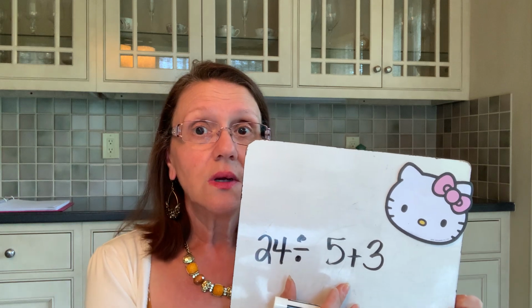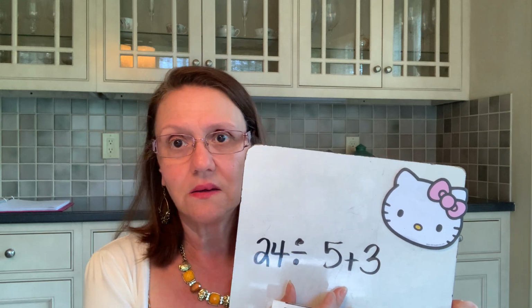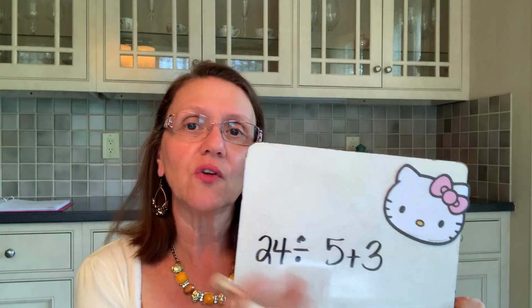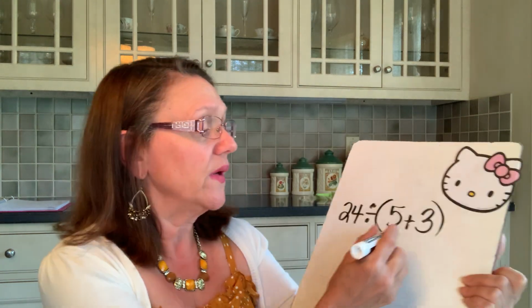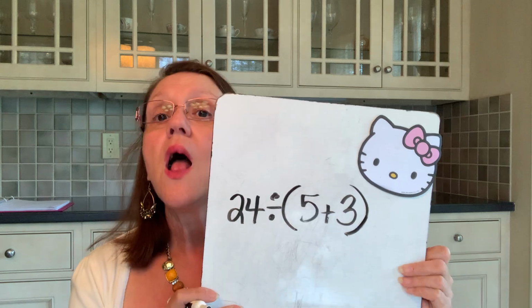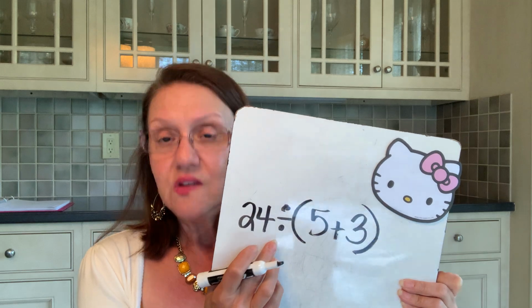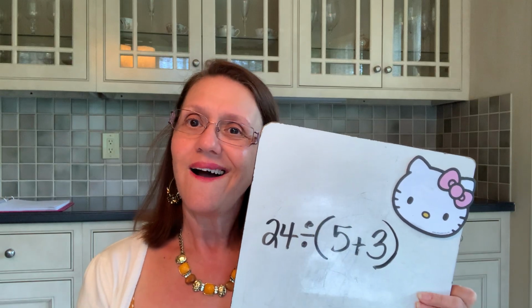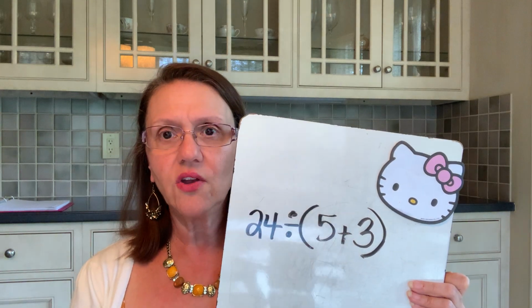Well, addition does not come before division in PEMDAS. Remember, it comes kind of last. Poor addition and subtraction. So in order to make somebody do this first, what do we have to do? Parentheses. So if I put parentheses there, that makes you do the sum first before you divide. So now we have 24 divided by the sum of 5 and 3. Cool.